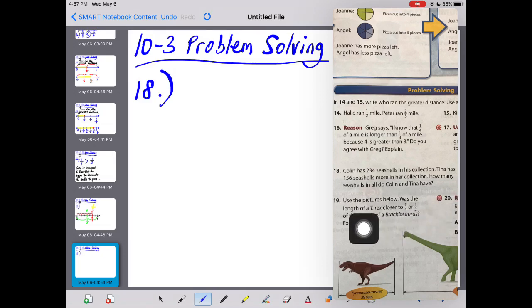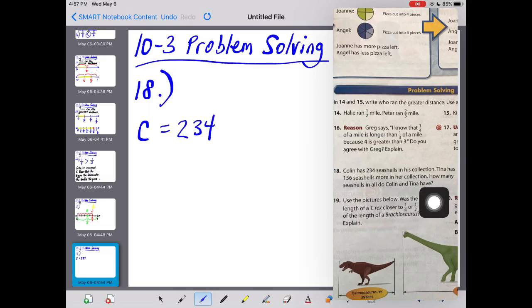All right. Now I'm hoping that you reread that very carefully. And let's see what we have. We know that Colin has 234 seashells. Perfect. So Colin has 234. Now it says here, Tina has 156 seashells more in her collection.